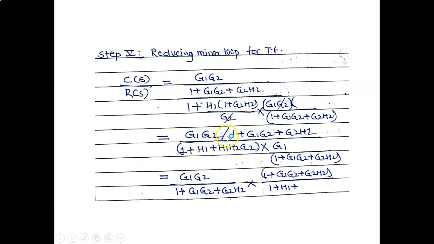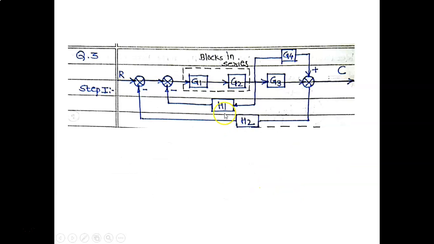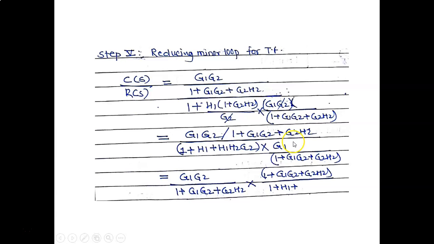Now G1 G2 divided by 1 plus G1 G2 plus G2 H2, divided by 1 plus H1 will multiply inside, plus H1 H2 into G2 into G1 divided by 1 plus G2 H2, G1 G2 plus G2 H2. Now, by cross multiplication, what will happen? This denominator and this will get cancelled. Therefore, same value is here: G1 G2 divided by 1 plus G1 G2 plus G2 H2, into 1 plus G1 G2 plus G2 H2, divided by 1 plus H1 plus H1 H2 into G2. Therefore, this and this will get cancelled, and we will get the final answer.